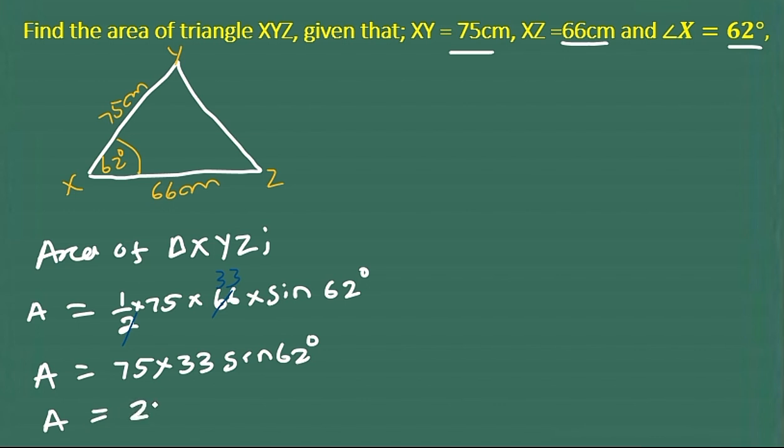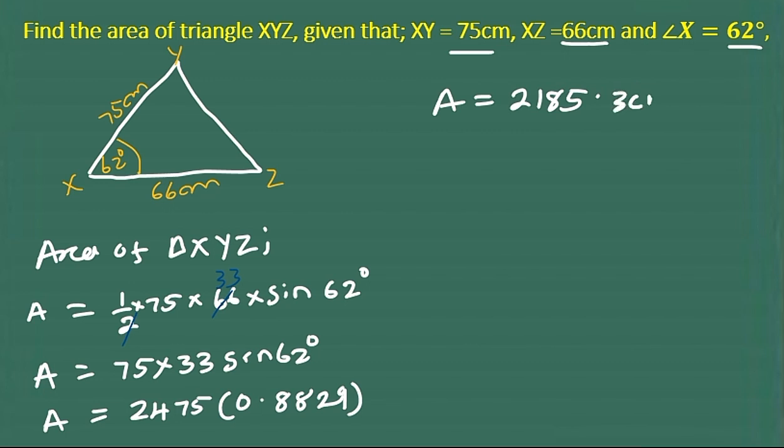So A will equal 75 times 33, which will be 2,475, and sine 62 is 0.8829. Alright, if you punch this in your calculator, we are going to have the area equal to 2,185.3 centimeters square. Recall, area is measured in square units, so this will give us the area of this triangle.